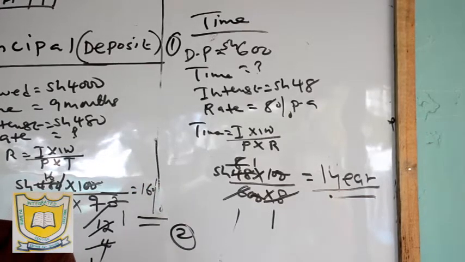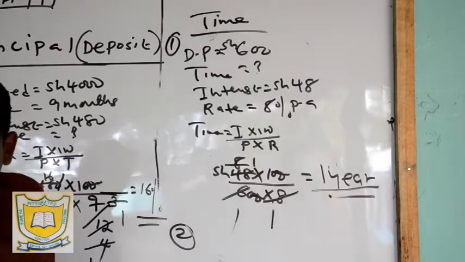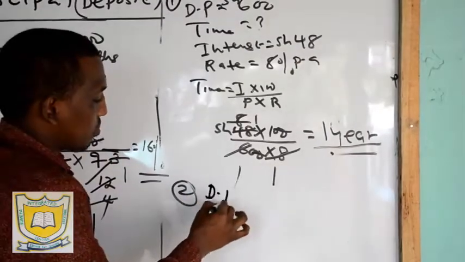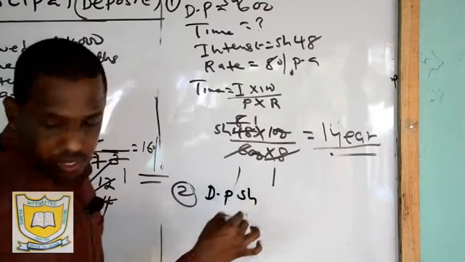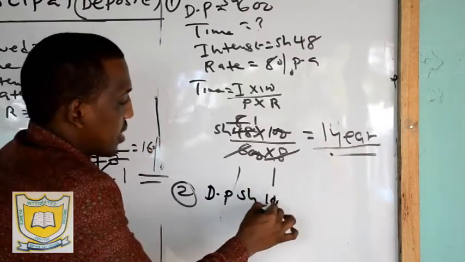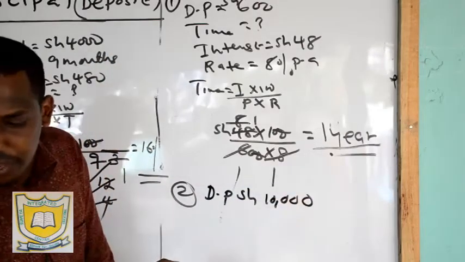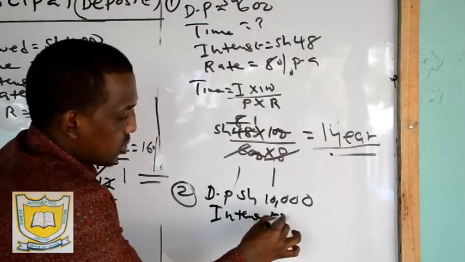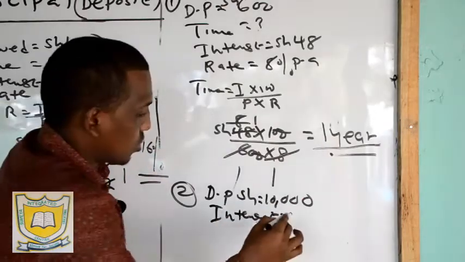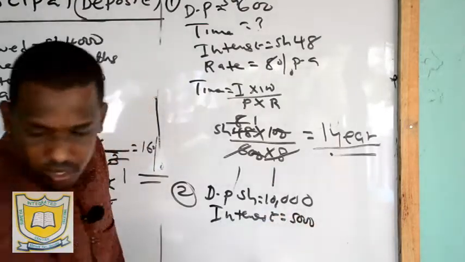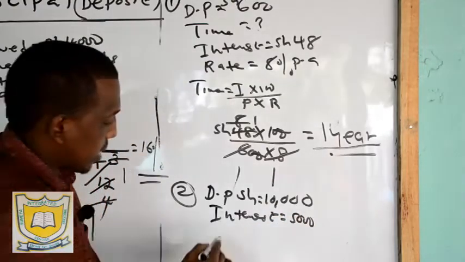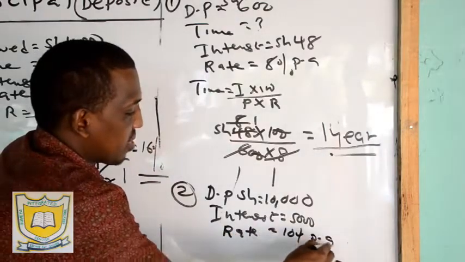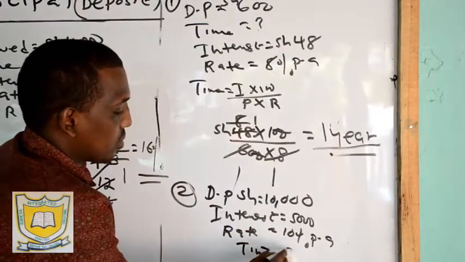Here you are given, calculate the time. Shillings 10,000 deposit. Then you are given also interest. Interest you are given shillings 5,000. Then you are given rate, 10% per annum. So they want the time now.